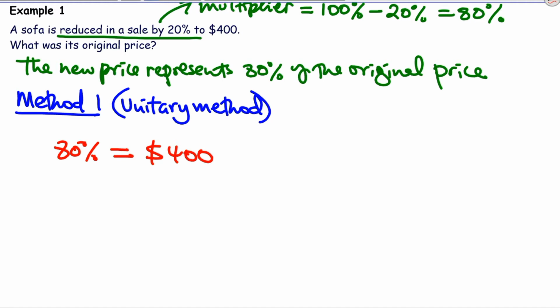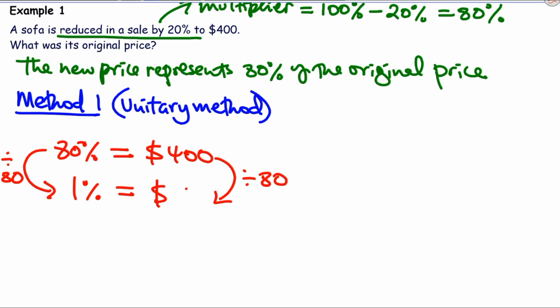Now we can try and find what 1% is. And basically to find 1% from 80, you divide by 80. So you divide by 80 here. And you're going to do the same thing on the right hand side. You divide by 80. Okay? And 400 divided by 80 will be $5. So 1% is equal to $5.